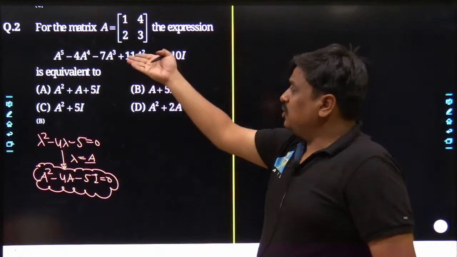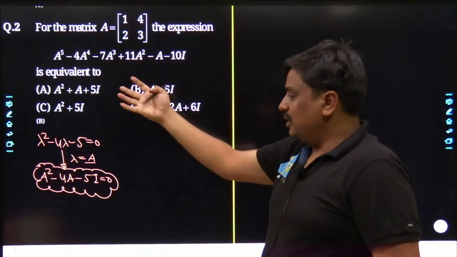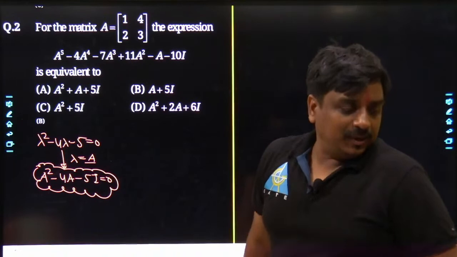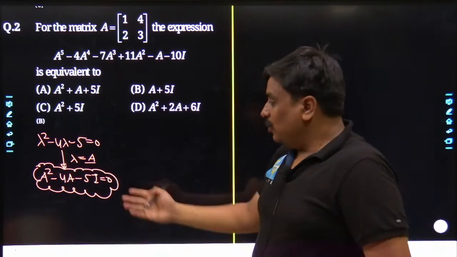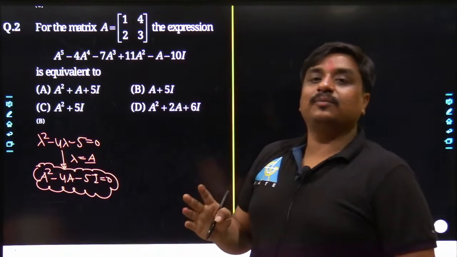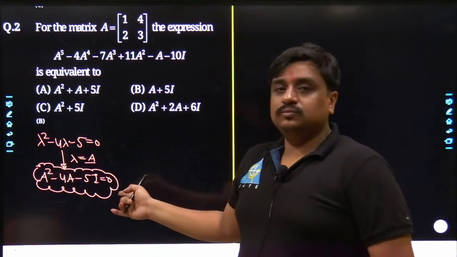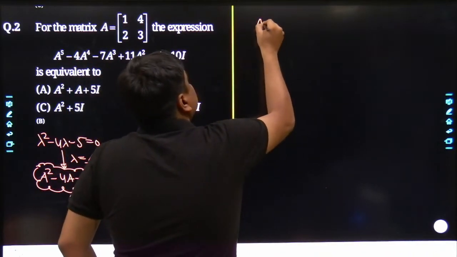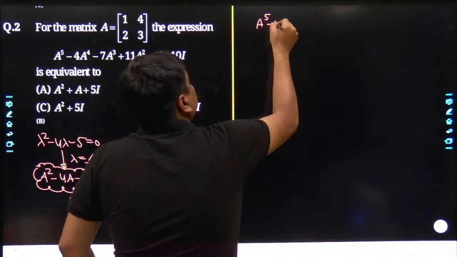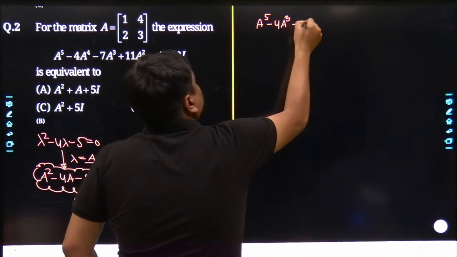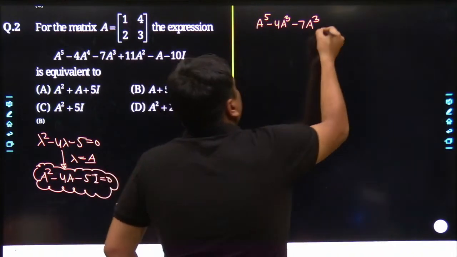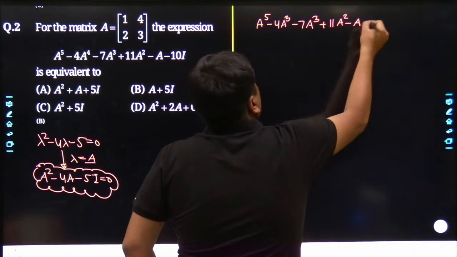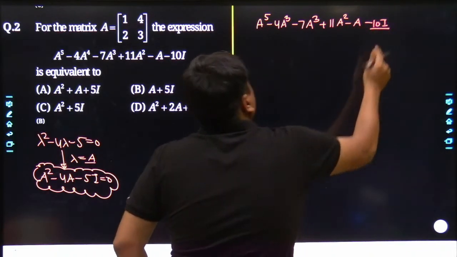My dear friends, we have to reduce this problem into a lower form of the polynomial. I can take the help of this outcome, which is a well proven outcome with the help of Cayley-Hamilton. I need not calculate its roots. Anyways, I would be using the formula which has the degree of 5: a to the power of 5 minus 4 a to the power of 3 minus 7 a to the power of 3. Here goes 11 a square, minus a, and minus 10i.